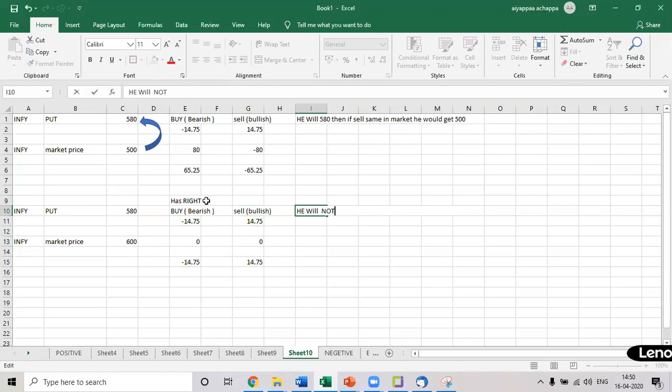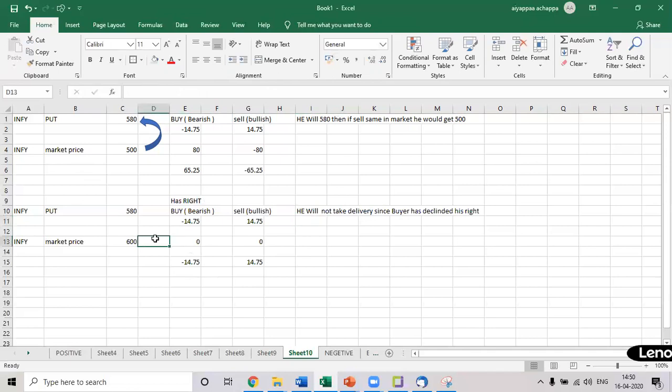He will not take the delivery since the buyer has declined his right. So I have declined my right. I say sorry, I don't want to get into this business of taking at 600 and giving it at 580, for a simple reason that I will incur another 20 rupees loss. So my loss will now go to 34. Because of that, I say I'm not interested. So you lose your 14 here. He gets to keep the 14 rupees. So he doesn't have to take delivery. So the seller has to take the delivery only when the buyer hands over the shares in a put option.